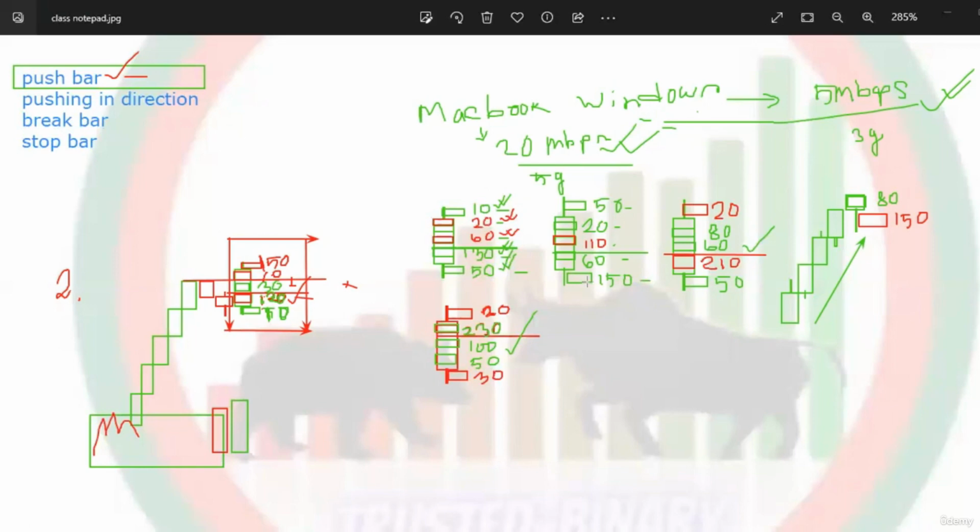Yes, sir. With this type of data in the chart. Okay, sir. So this was the basic session for today.